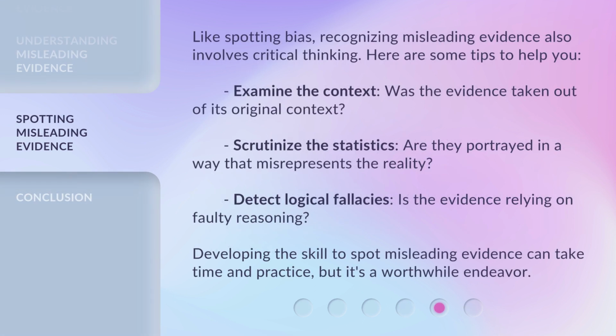Like spotting bias, recognizing misleading evidence also involves critical thinking. Here are some tips to help you. Examine the context. Was the evidence taken out of its original context? Scrutinize the statistics. Are they portrayed in a way that misrepresents the reality? Detect logical fallacies. Is the evidence relying on faulty reasoning? Developing the skill to spot misleading evidence can take time and practice, but it's a worthwhile endeavor.